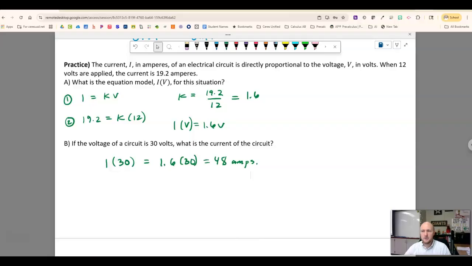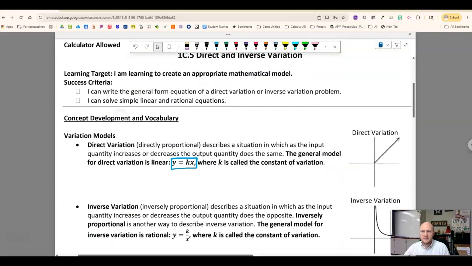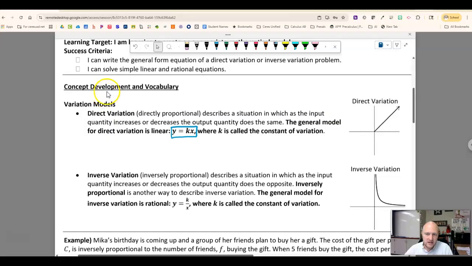All right, hey, that's going to do it for this video. In this video, we talked about direct variation models and inverse variation. If they say some things are directly variated, you multiply K times the input. Inversely variated, you take K and you divide by the input for your initial model.